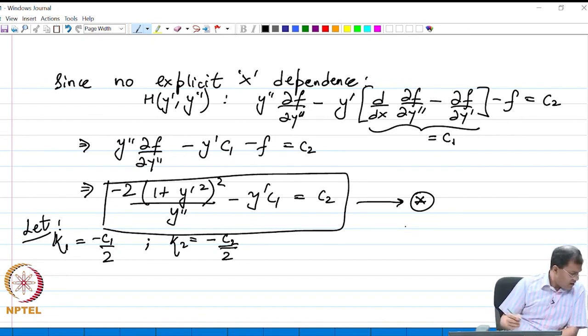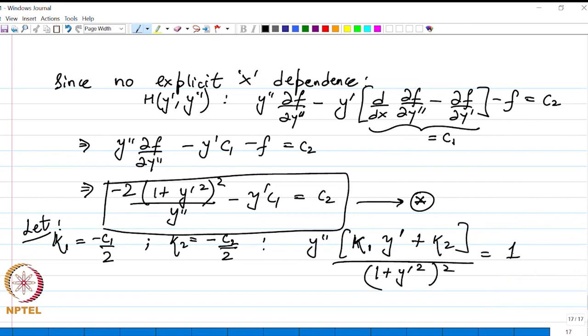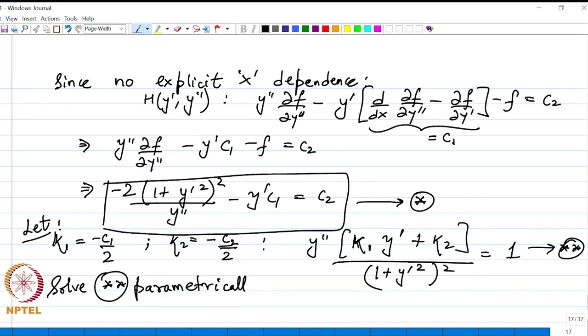So, we are going to solve. Let me first rewrite this expression in terms of these new constants. So, my new equation is y double prime times (kappa 1 y prime plus kappa 2) divided by (1 plus y prime square) whole square is equal to 1. Let me call this double star, right. So, we solve double star parametrically from now on, by assuming that y prime is equal to tan psi, right. So, this is the starting assumption for our parametric solution, right.